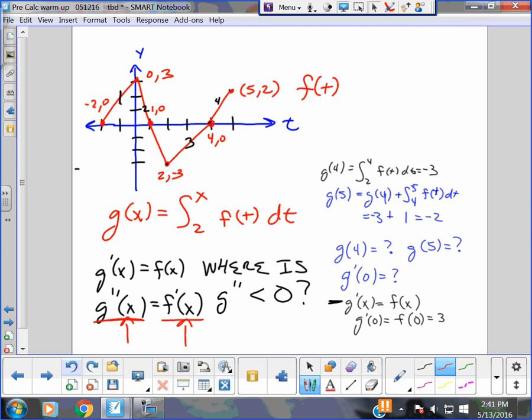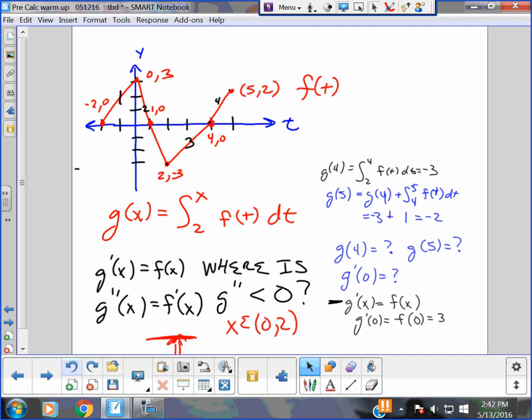So our answer to this question is simply, and I suppose it would be t, or it would be x, right? Because it's g. From what? Nah, wrong bracket. From 0 to 2 would be the interval. You guys agree? From 0 to 2. And that's where G prime prime is negative.